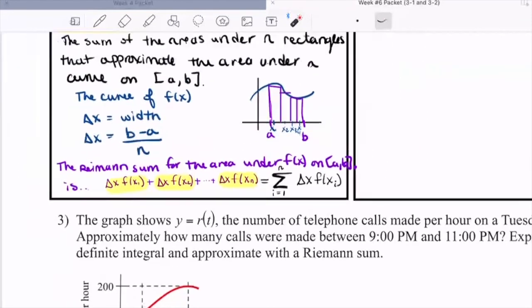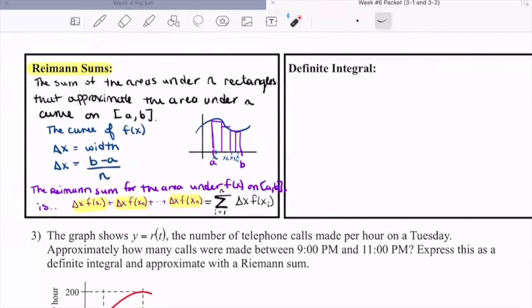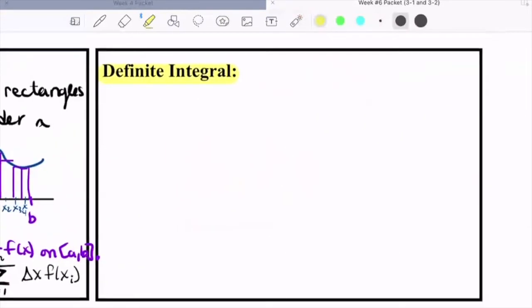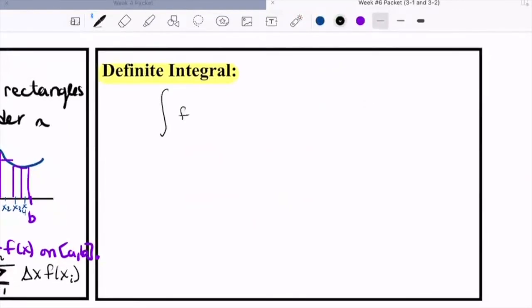So again, these Riemann sums are ways to approximate area under a curve by using chunks. These chunks are rectangles. But we will be learning about another way to actually find the exact area under curves. That exact area is often called the definite integral. So the definite integral looks like the following notation. We have this soft, long, lazy s, of f of x, dx, from a to b.